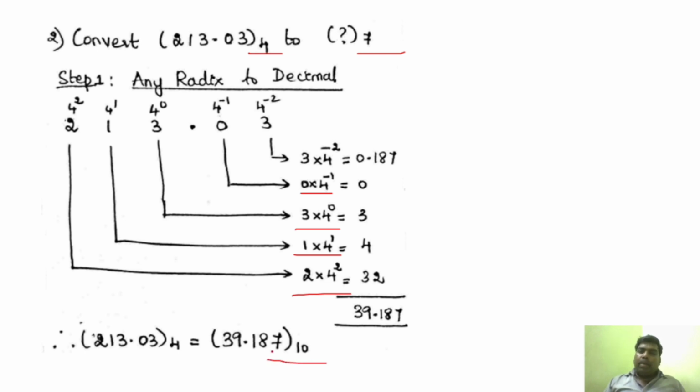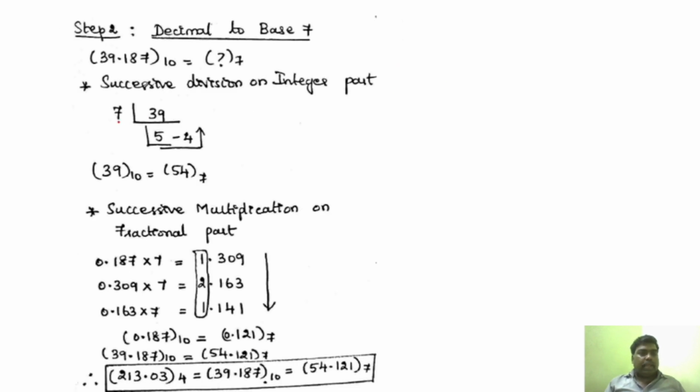Now from this, we do successive division and successive multiplication, because we need to convert this decimal to any Radix. So 39 has to be divided by 7, and .187 has to be multiplied by 7, right? That is what we have seen here, right? So you can see here it is 39, I divide by 7, that is 5 times 7 is 35, so remaining is 4. So we can directly write 54, that is base 7. The integer part 39 in base 7 is 54, right?